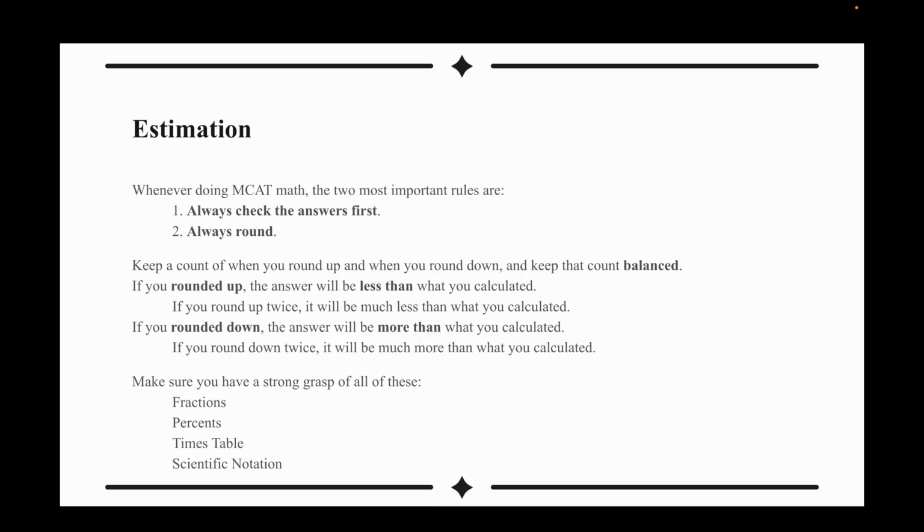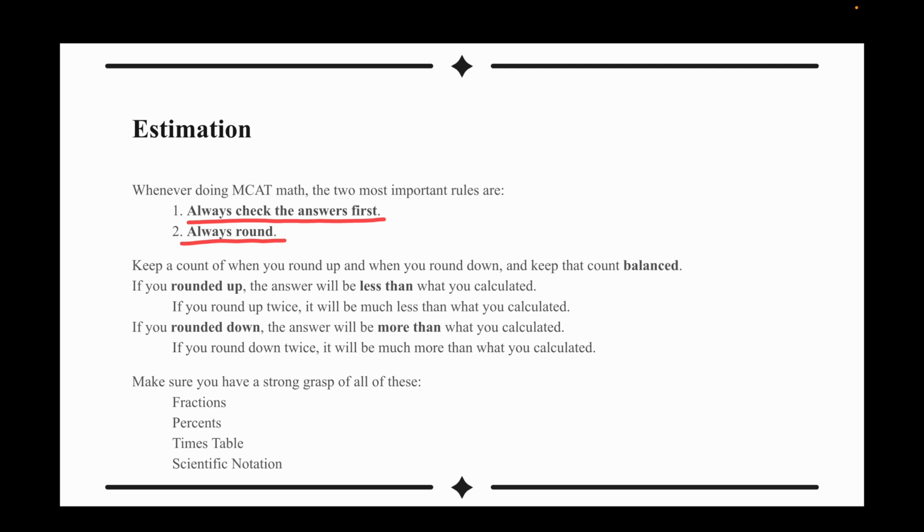Whenever we're doing MCAT math, the two most important rules are to always check your answers first and to always round. Remember that the MCAT is a multiple choice exam, so the work you do to calculate your answer should be based on the answer choices you have available to you. In addition, the MCAT will never ask you to calculate a precise answer, so rounding is imperative to save time and make sure you always have accurate answers.